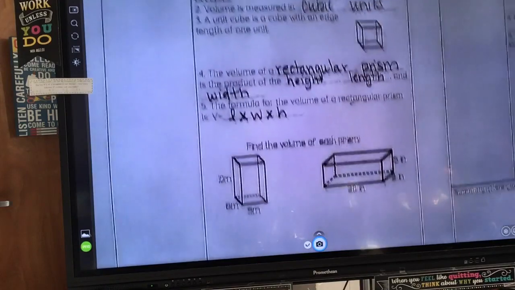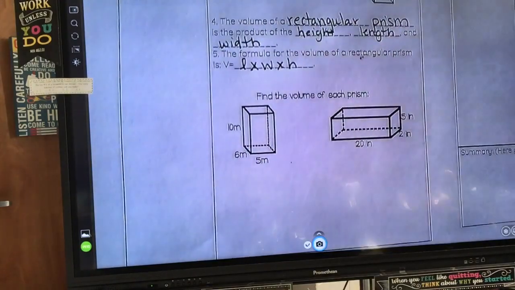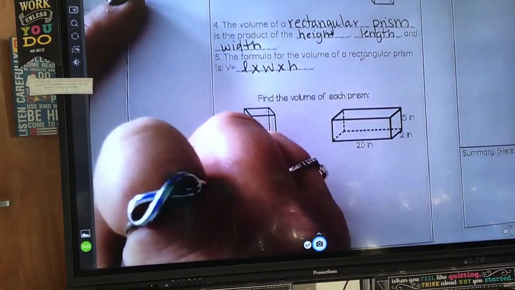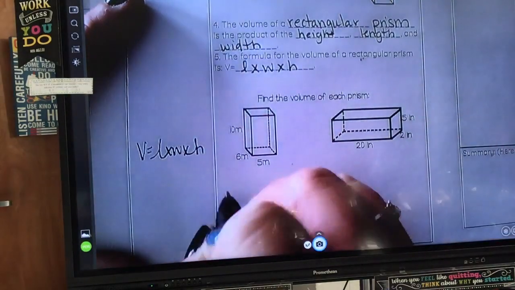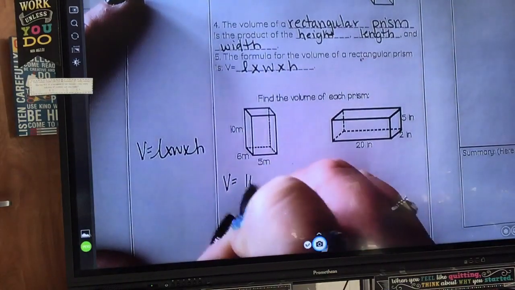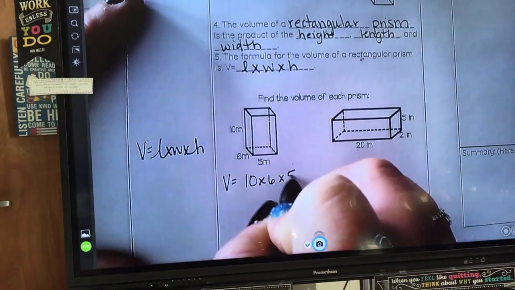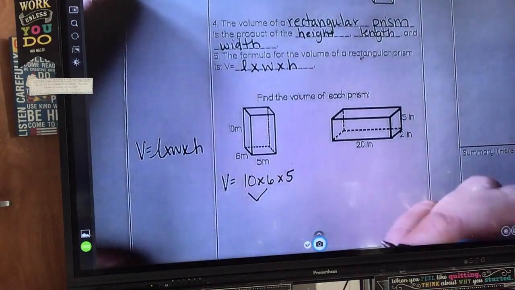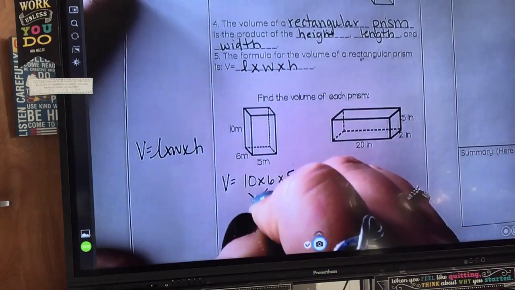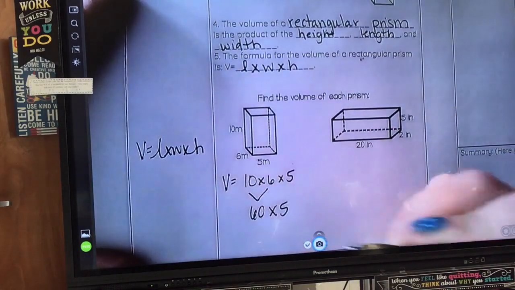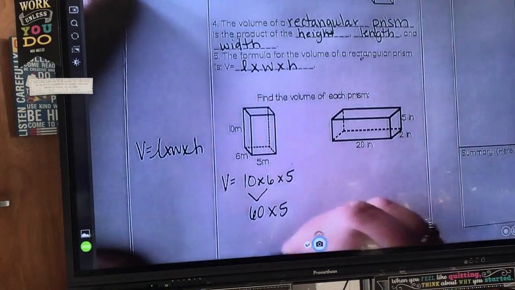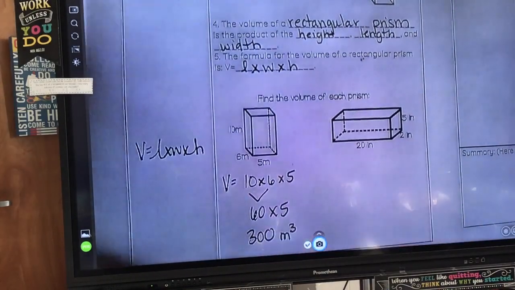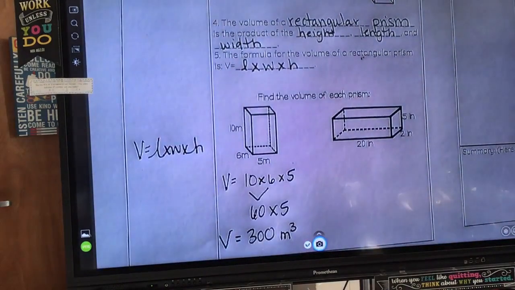Alright, so we're going to use that formula to complete both of these shapes. So we know that volume equals length times width times height. So for this one, we're going to do V equals 10 times 6 times 5. What is 10 times 6? Ronnie? 60. And what is 60 times 5? Levi? And then this is meters cubed. So your volume equals 300 meters cubed.